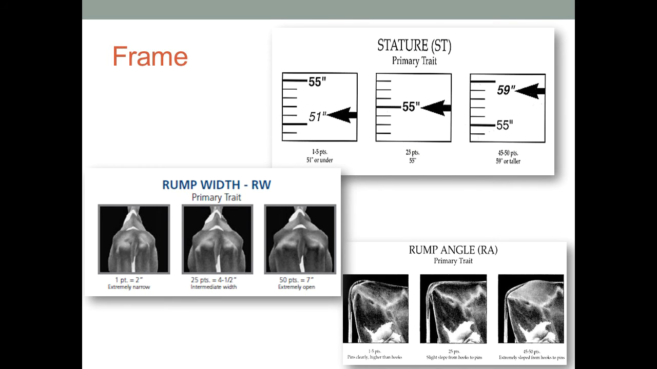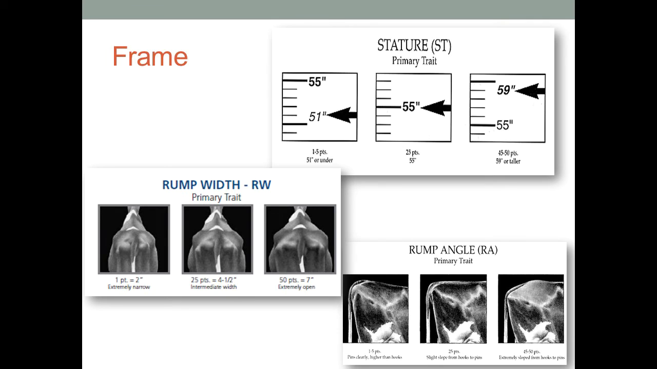Now let's talk about 3 traits that are within the frame category: stature, and then the width and the angle of the rump. All 3 of these are traits that can actually be measured. Stature is fairly intuitive. High scores equal taller cows.